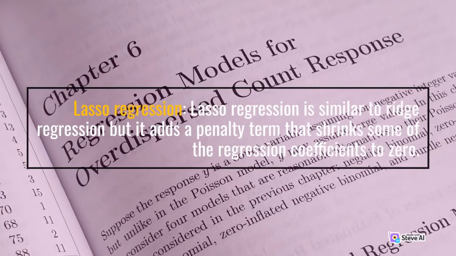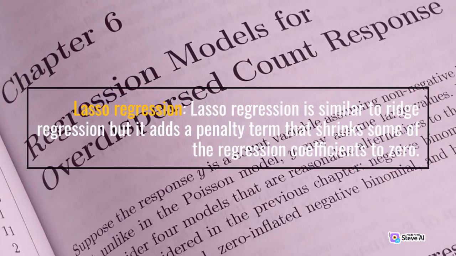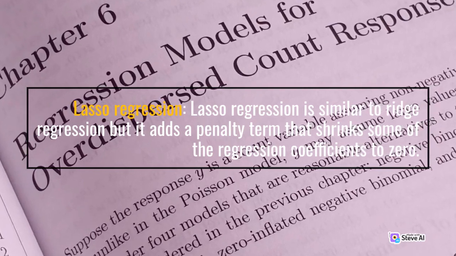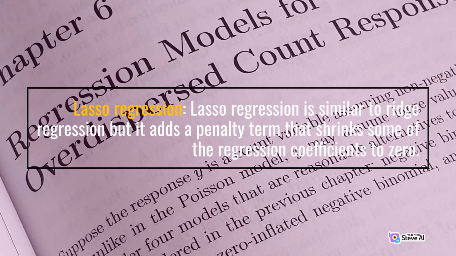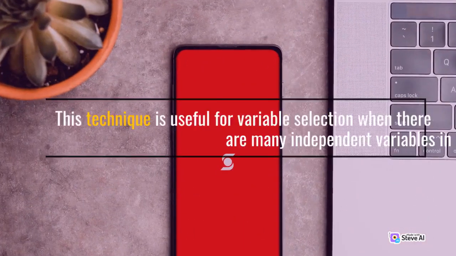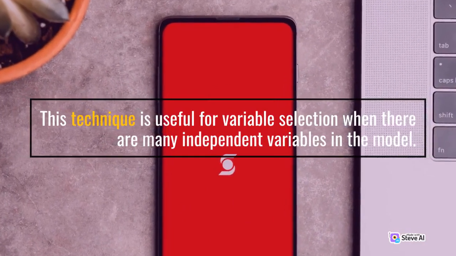Lasso regression. Lasso regression is similar to ridge regression, but it adds a penalty term that shrinks some of the regression coefficients to zero. This technique is useful for variable selection when there are many independent variables in the model.